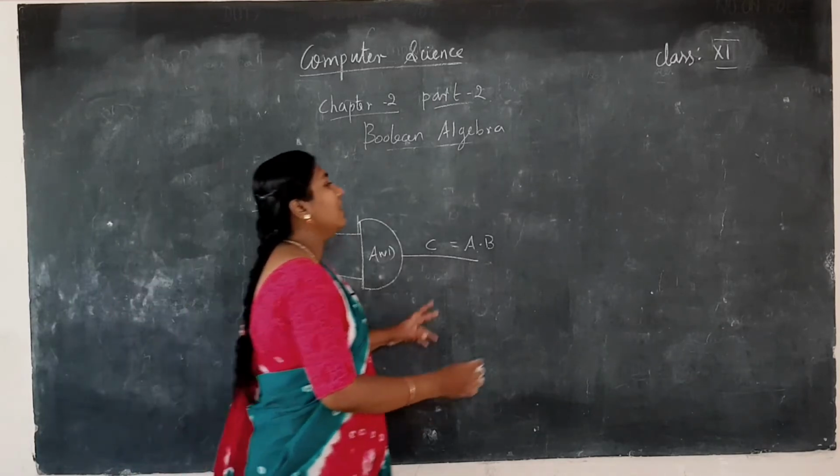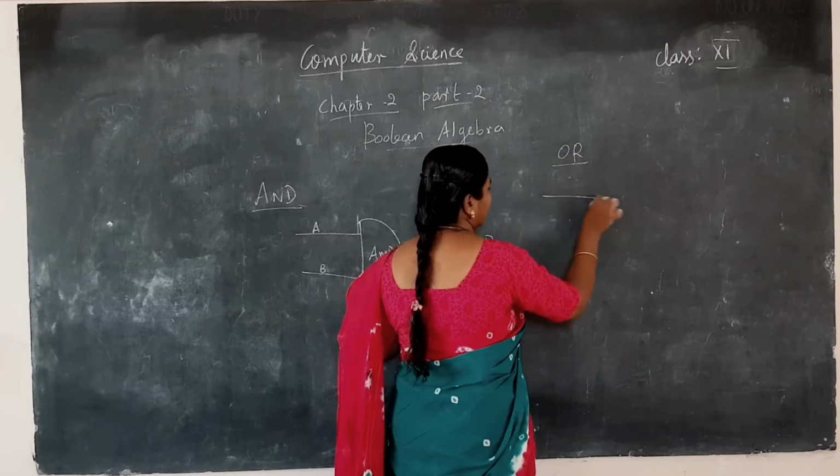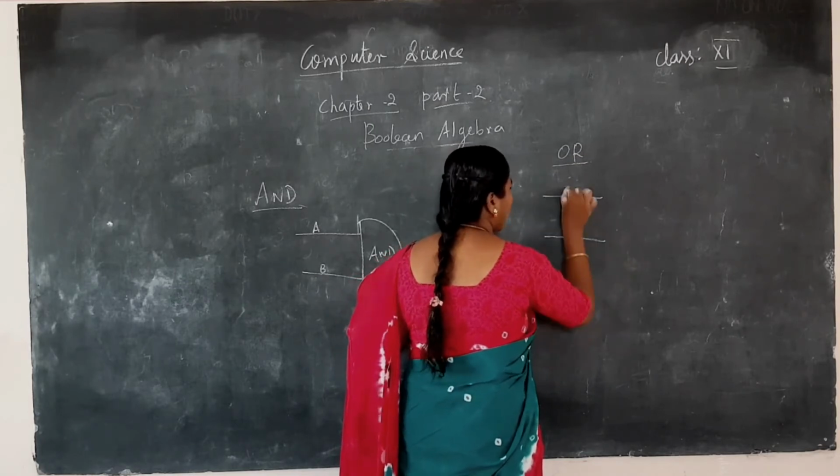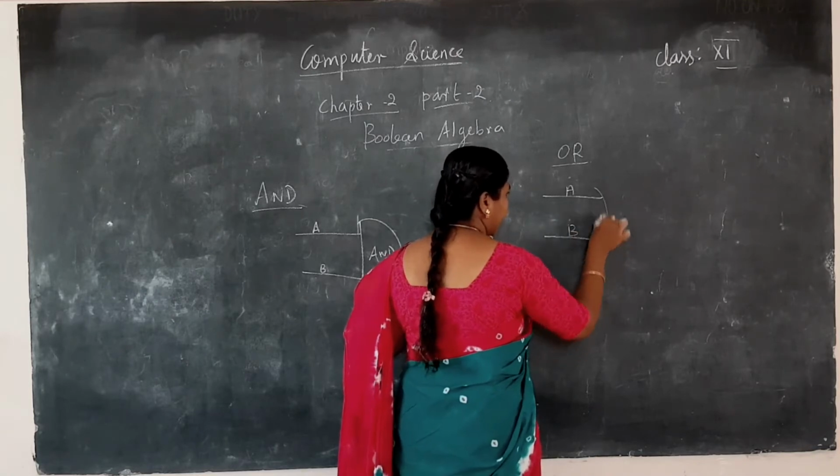The same one, the circuit just changes for OR. So for OR also we have A and B as two inputs. So it will be given like this.